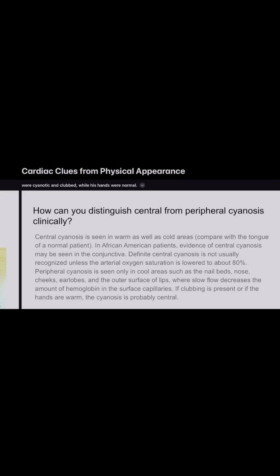Peripheral cyanosis is seen only in cool areas such as nail beds, nose, cheeks, earlobes and the outer surface of lips, where the flow is decreased, increasing the amount of reduced hemoglobin in the surface capillaries. If clubbing is present or hands are warm, cyanosis is probably central.